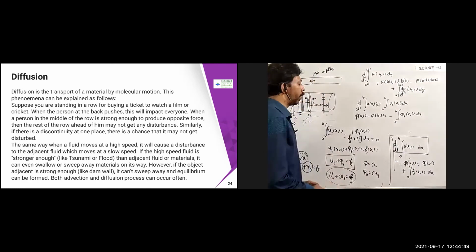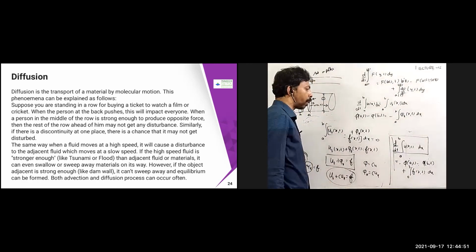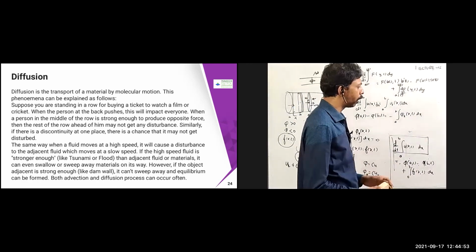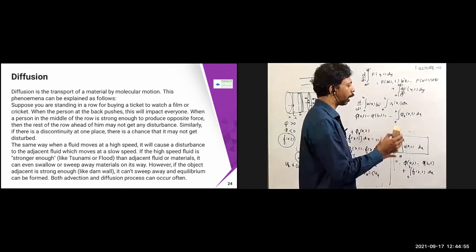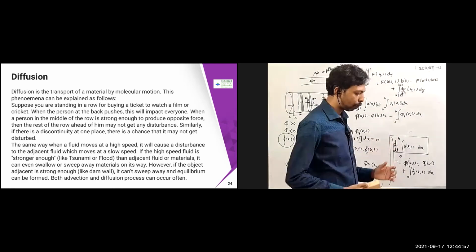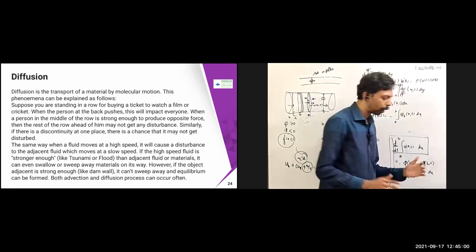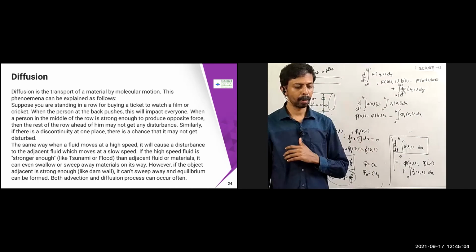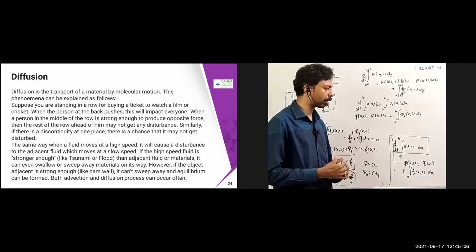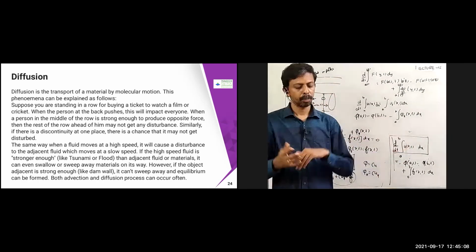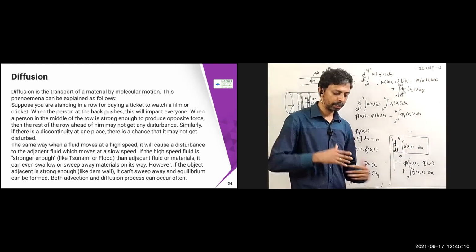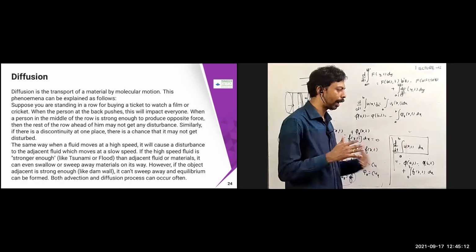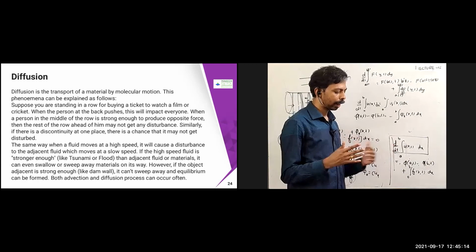Okay, fine. Diffusion is the transport of a material by molecular motion. How does it happen? We will explain that this way. For example, you are standing in a queue, either in the mess or in the cinema hall or somewhere. Not in the COVID situation. Before the COVID situation, assume that without social distancing you would be standing there, like at a cricket stadium where you want to buy something.